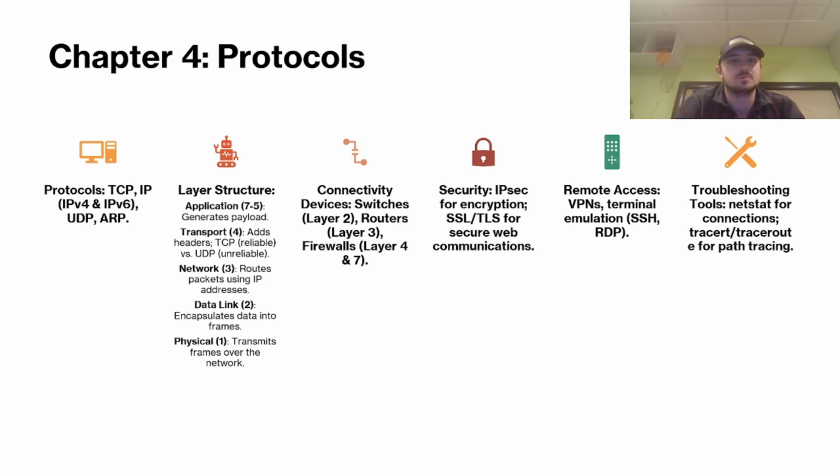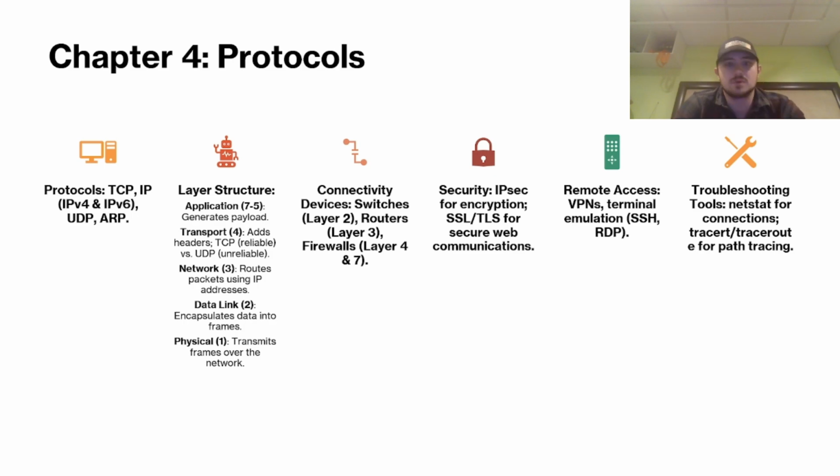Next was Chapter 4 with protocols. The protocols were TCP, IP, which include IP version 4 and IP version 6, UDP, and ARP. We had the layer structure, which 7 through 5 generated the payload. Layer 4 transports, which adds headers, which is the TCP, and it's reliable, versus the UDP, which is unreliable.